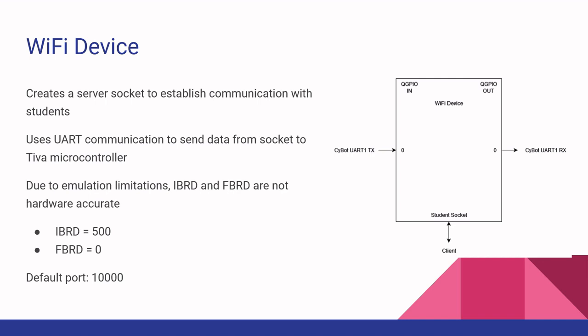And because of emulation limitations, the baud rate is not hardware accurate with the CyBot. We had to slow it down a lot, so it is set to 500 milliseconds, I think is what that translates to approximately. But it's a lot slower, but it's the best we could get it to work reliably sending data. It creates the port, the default port is 10,000. We were going to use 288, but then we realized ports under 1024 need to be created with pseudo privileges, which we didn't want to have for the emulator.